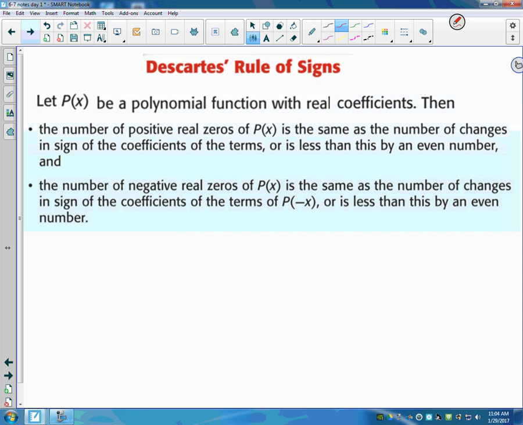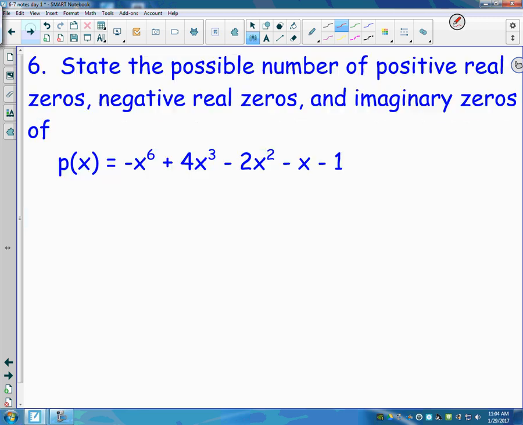Okay, so let's look at an example, and I'll show you what I mean of this, and then we'll practice this in class. So it says, state the possible number of positive real zeros, negative real zeros, and imaginary zeros. And again, eventually, by the end of this week, we're going to be solving these equations. So kind of knowing how many should be positive, how many should be negative, how many should be imaginary are helpful.